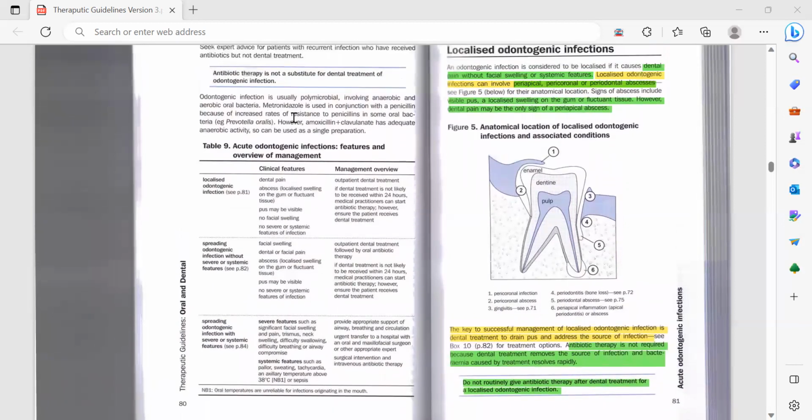So there are two options for you in case of odontogenic infection. Either you can prescribe the patient metronidazole plus penicillin, or you can prescribe amoxicillin plus clavulanate.